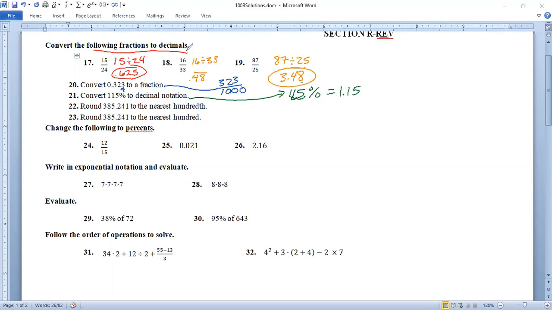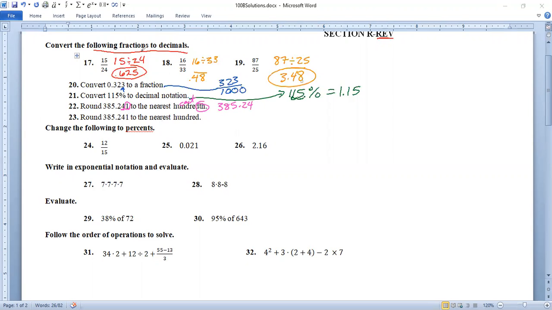All right, now we're going to number 22, round 385.241 to the nearest hundredth. That's behind the decimal place, so it's right there. So we look at the 1. It is less than a 5, so that's 385.24 to the nearest hundredth, which is also a cent. Notice in dollars and cents that we'd be rounding to the nearest cent.